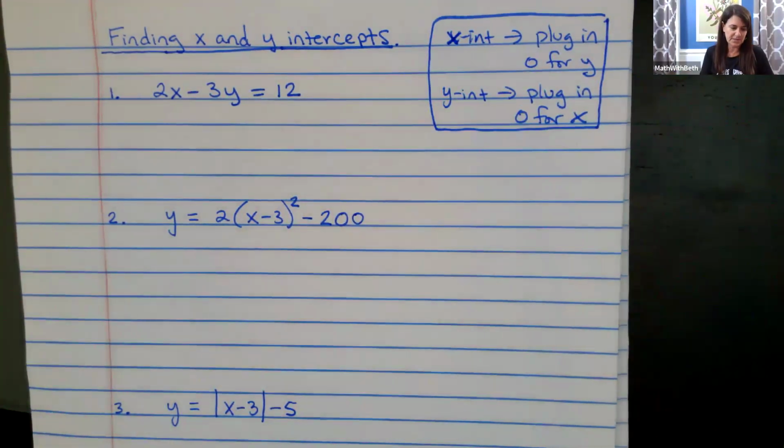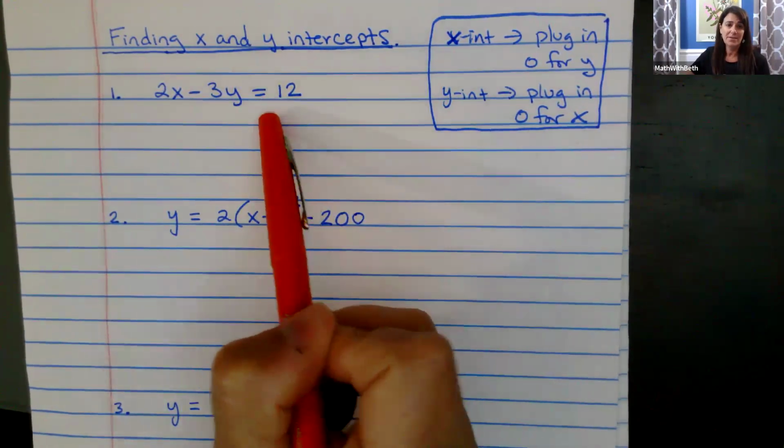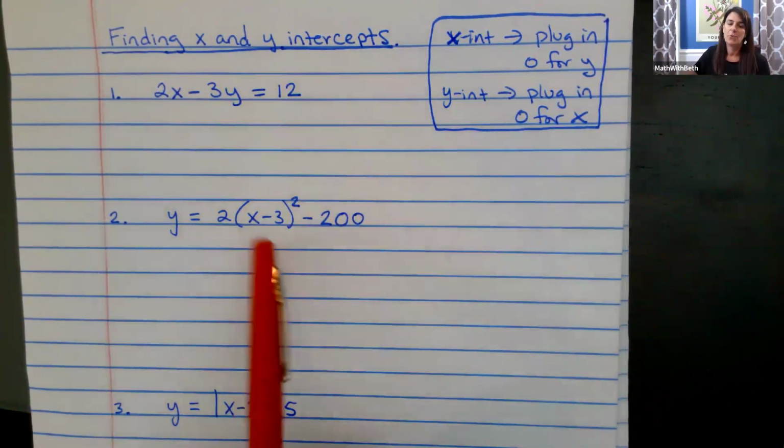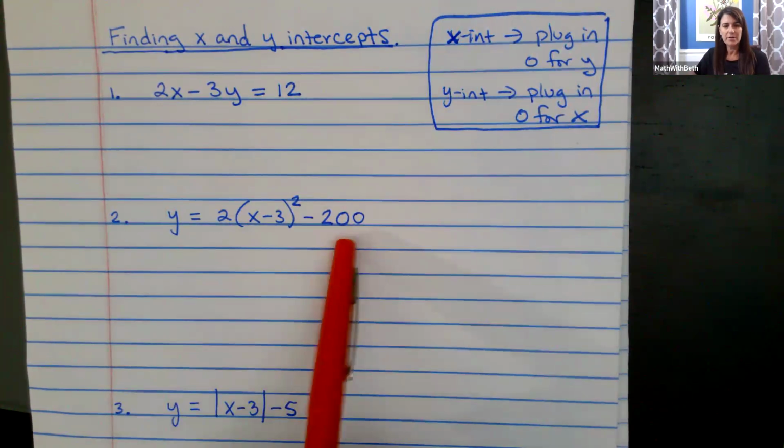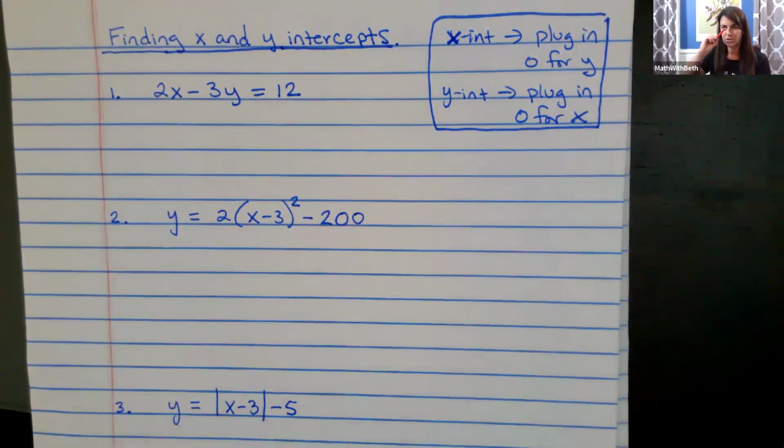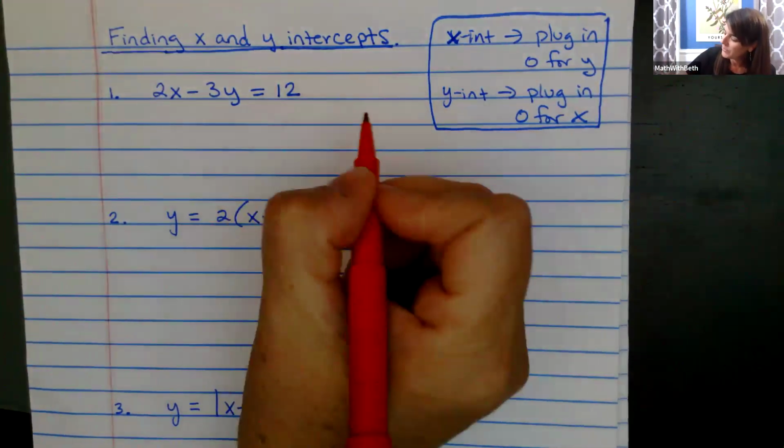But it's not always as easy as that. So that's why I'm going to show you one from a line, a linear equation, a quadratic, which means like a parabola, or an absolute value equation, which is the V graph. Okay, so again, this is without a graph. How would we find these things? So number 1 is pretty straightforward.